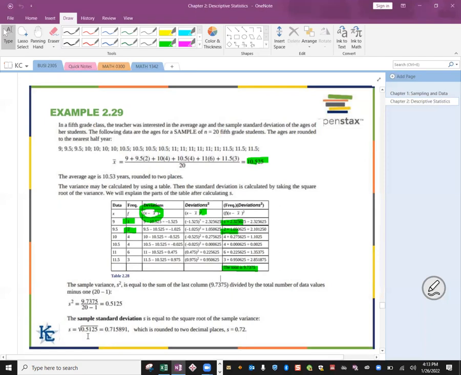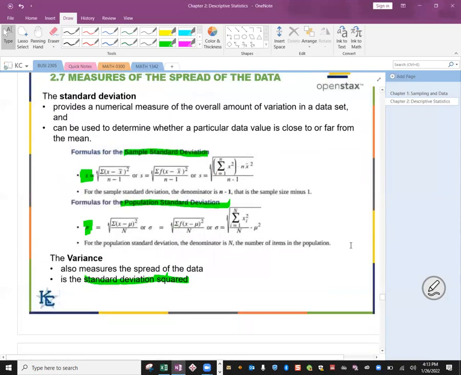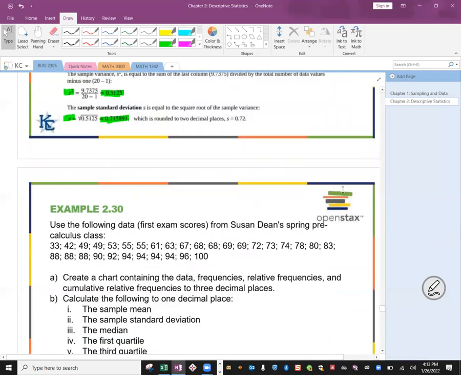If we want our standard deviation, we then take the square root. So this is our variance. And this is our standard deviation because don't forget, you have to divide by n-1 right here. Okay. And then you have to take the square root for your standard deviation.